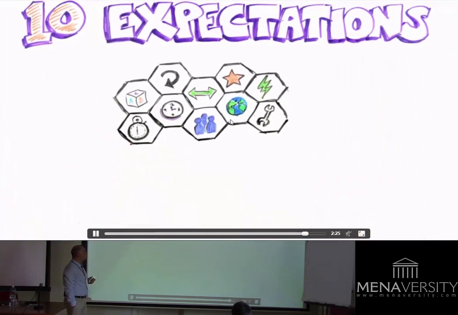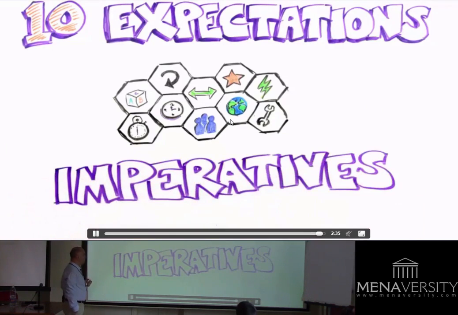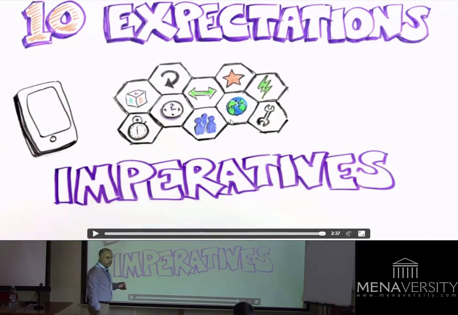So basically, these are the 10 different expectations that learners have from everything that they learn. And these are imperative expectations that I think need to be met whenever there's learning going on.